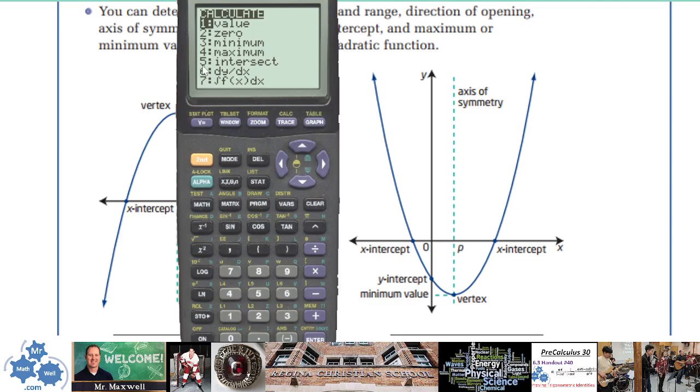So how would you find the y-intercept? For the y-intercept, you're just going to hit value there, and then type in x equals 0. Yeah, and then that'll give you the y-intercept. It'll show it to you. Any other questions here?